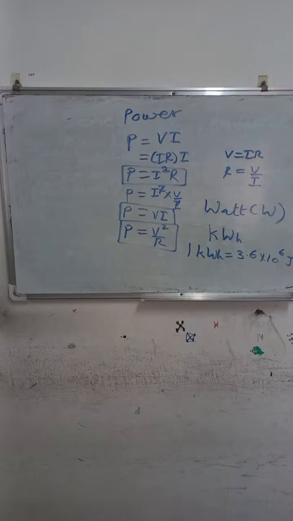Try this. Powers of the two bulbs are given here. Okay, and the current through the 100-watt bulb is given as 1 ampere. Okay, find out the answer for this. Check how we can solve this.